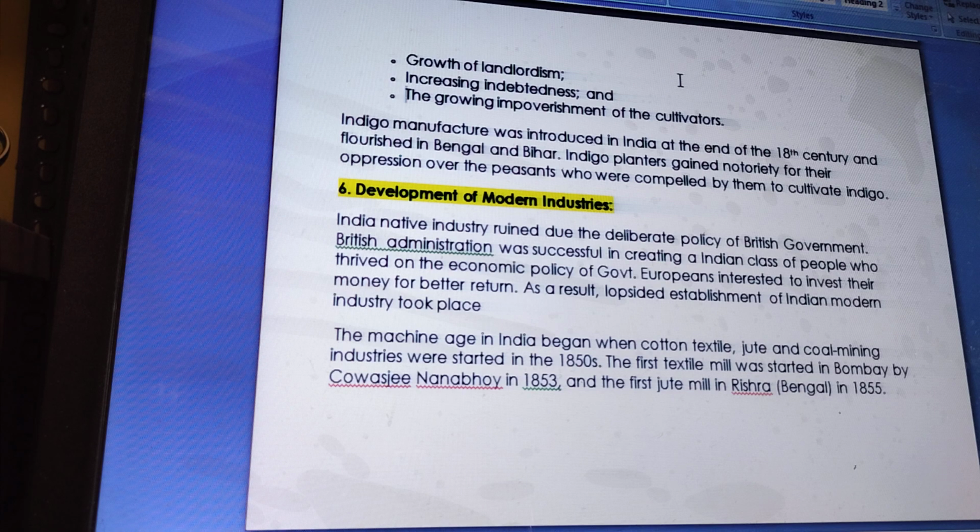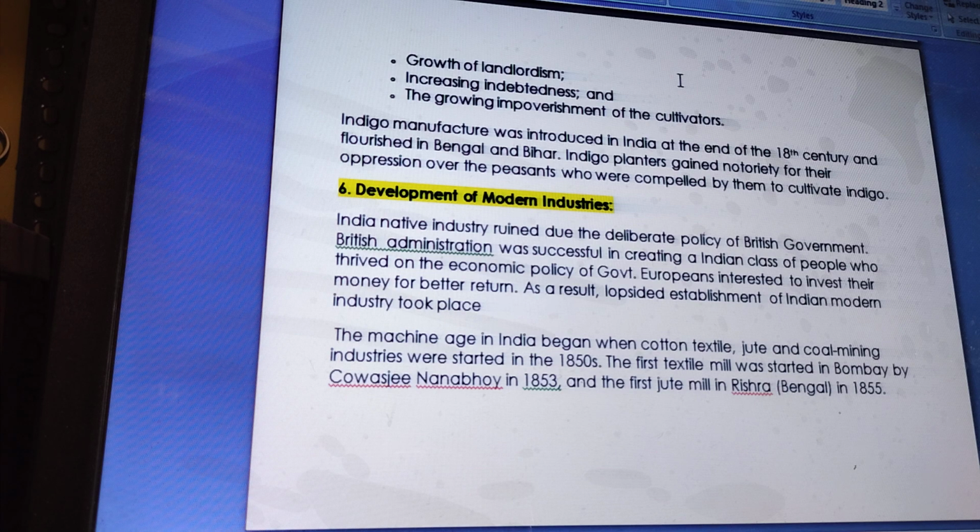Indigo manufacture was introduced in India at the end of the 18th century and flourished in Bengal and Bihar. Indigo planters gained notoriety for their oppression of the peasants, who were compelled by them to cultivate indigo or leave their land. And the modern industry, what happens?